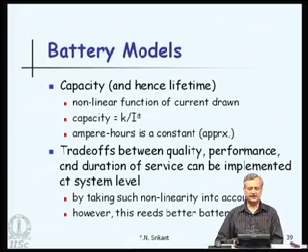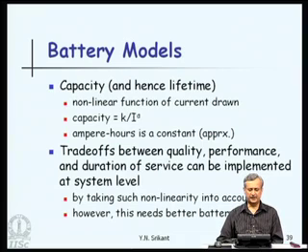Then what are battery models and why are they needed? So, the battery models actually model the capacity and lifetime of the battery. These are really nonlinear functions of the current drawn. Capacity is inversely proportional to current, k by I to the power alpha, where alpha is some constant, and ampere hours, the product of amperes and hours, is approximately a constant. So, the capacity in some sense is a constant. It is a question of whether you are drawing more current for less time or less current for more time.